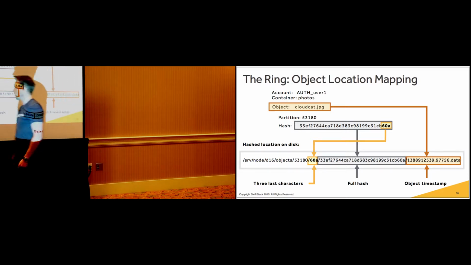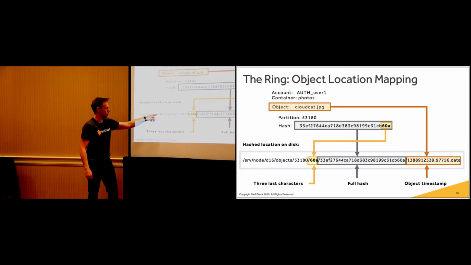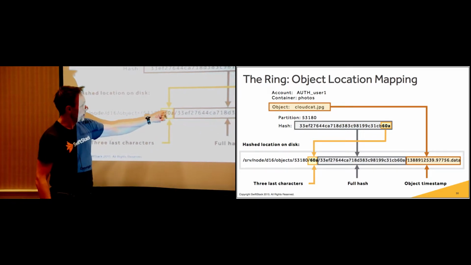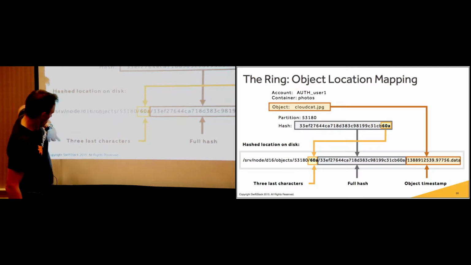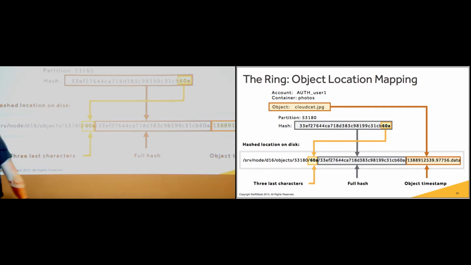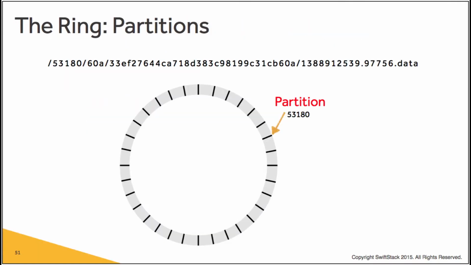So we lay down just a convention, SRV node. Here's disk number 16. Here's the object. Here's the partition. Here's the last 3 characters of the hash, then the hash itself. So we take that stuff, and then we traverse this ring, and we end up finding the partition, and then we dive deeper into getting the data that we need. And that's how it's then returned back to the client.